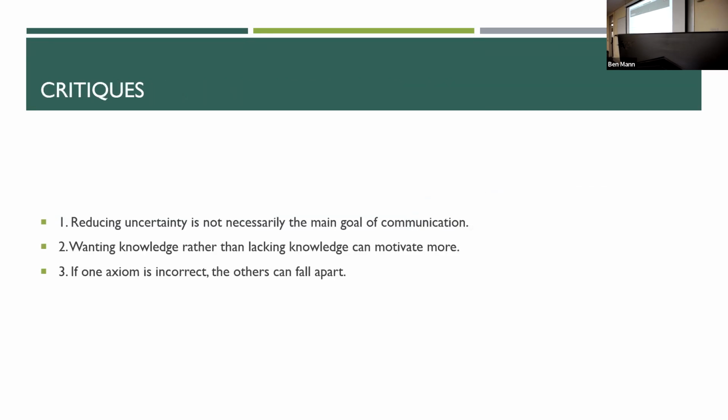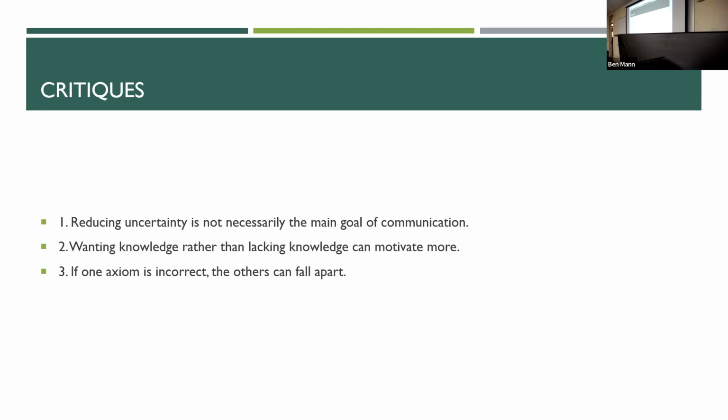So uncertainty reduction theory has some critiques. One of them is that the goal of communication is not necessarily about reducing uncertainty, which this theory suggests that it is. We communicate for a whole host of reasons. For instance, we communicate in an effort to better understand the experiences of people, even if they're very different than us. Sometimes we might be more motivated by wanting knowledge rather than lacking knowledge. In other words, we want to learn about people that we don't know very well. We're attracted to what's new and what's novel, right? And on that basis, we might choose to disclose and share more.